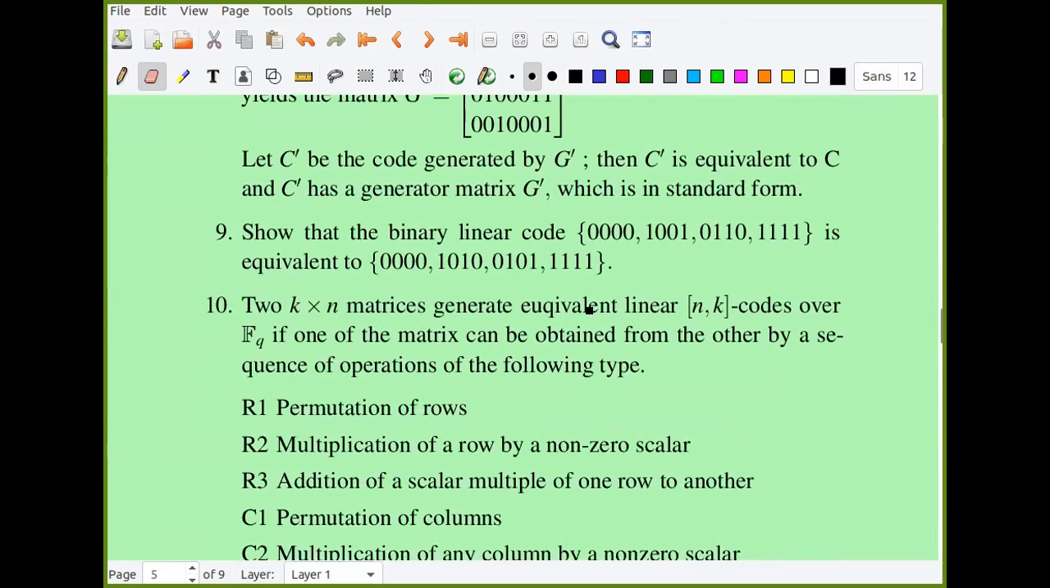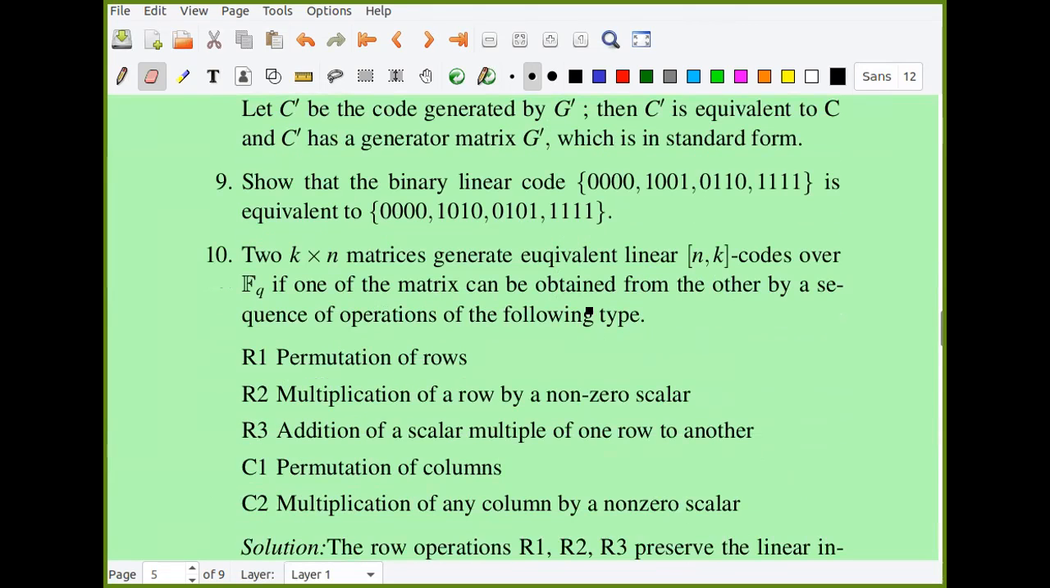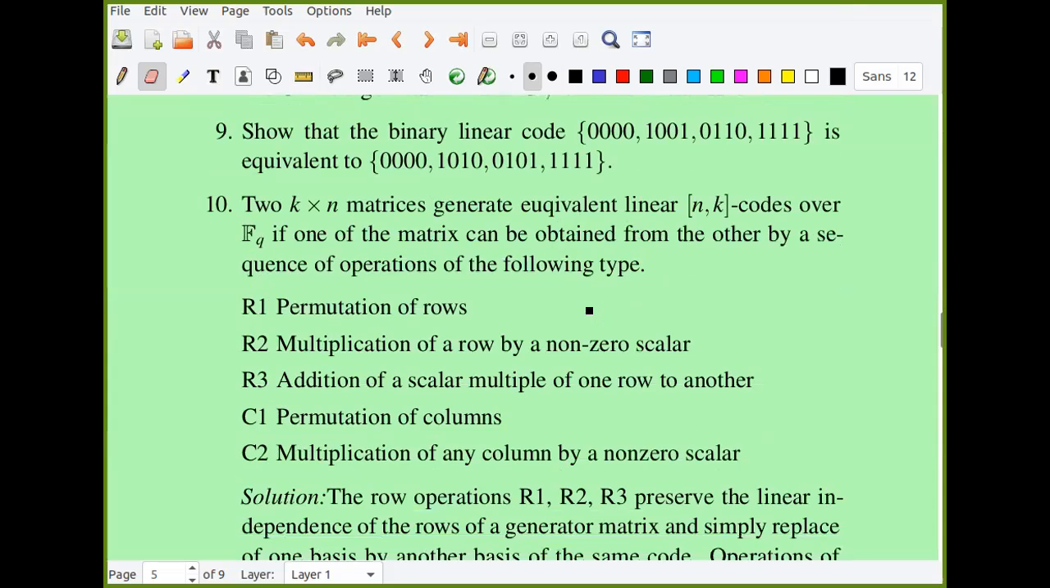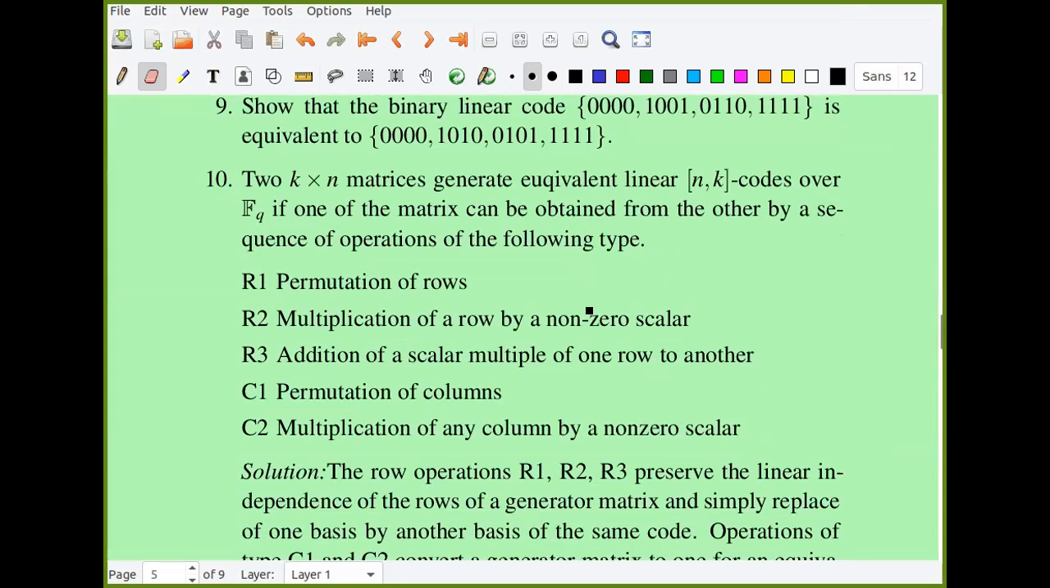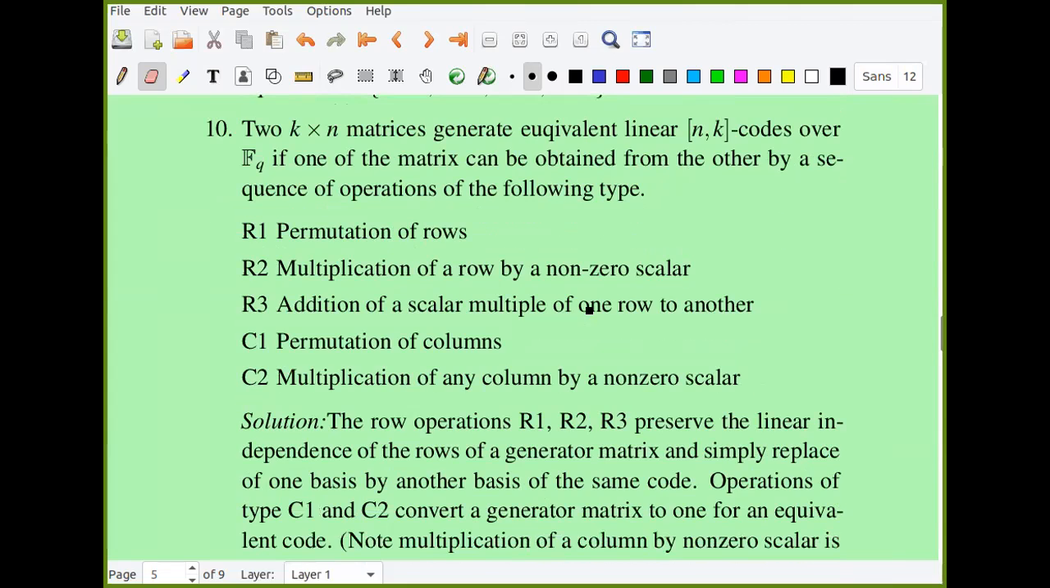Okay, this is the better way to understand question number 10. So we can answer 9 also with that. Two k by n matrices generate equivalent codes over F_q if one matrix is obtained from the other by a sequence of operations of the following type: permutation of rows, multiplication of a row by a non-zero scalar, addition of a scalar multiple of a row to another row, permutation of columns, and multiplication of any column by a non-zero scalar.